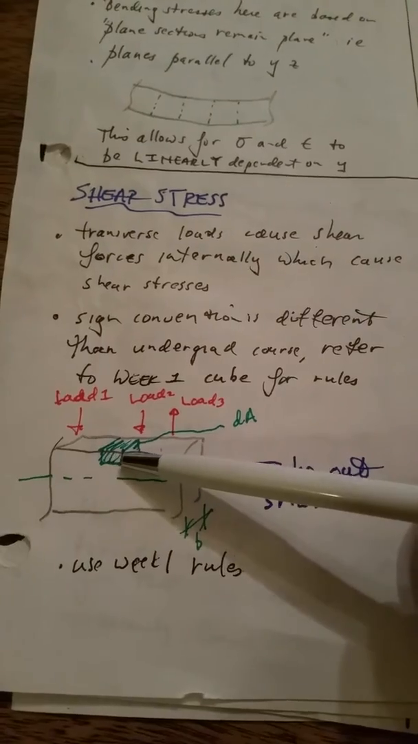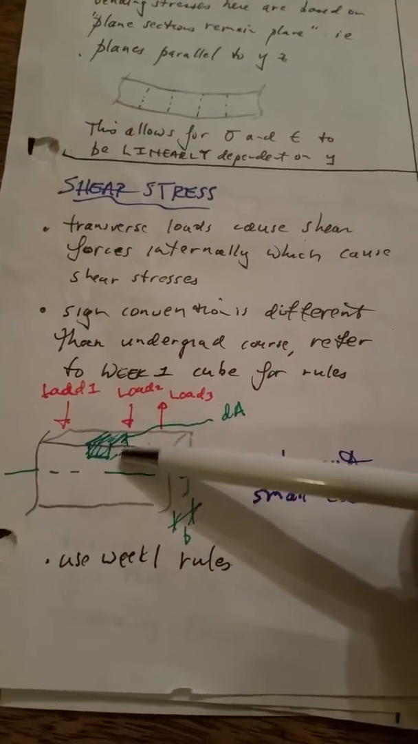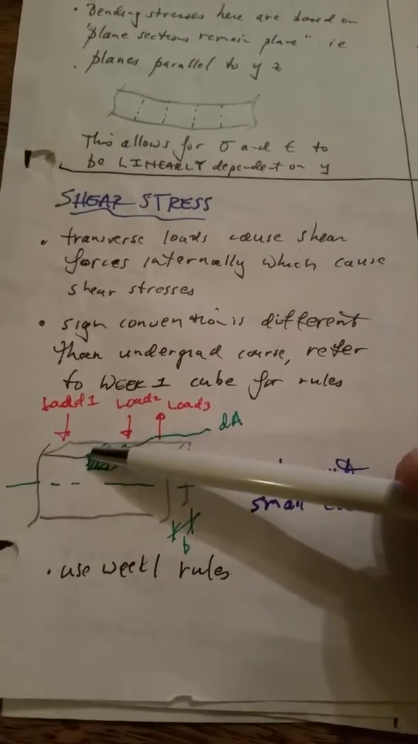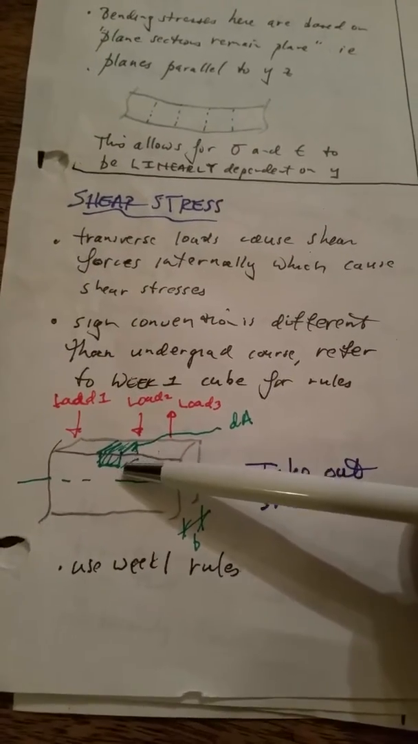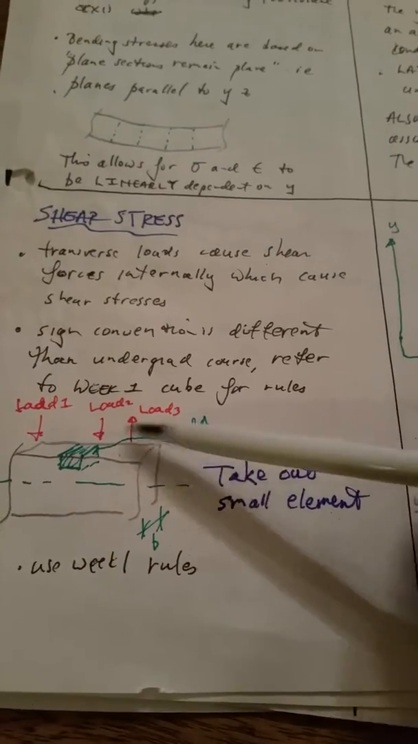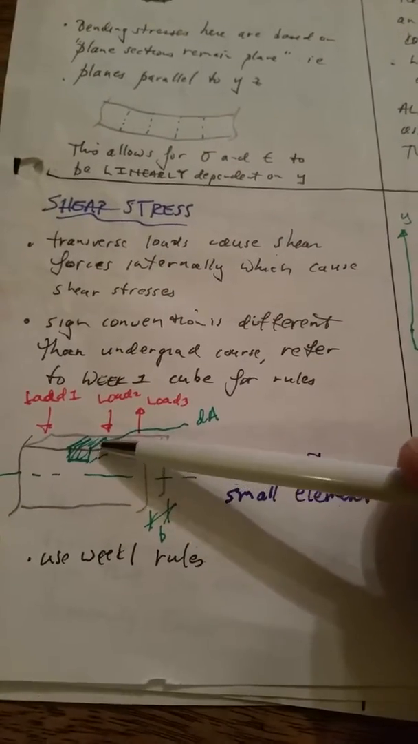What I'm going to do is pull out a green element, but notice where the green element is. It doesn't go all the way down to the neutral axis. It stops before that neutral axis. So I'm going to plop that out. It's a width b, and this face on this side here is dA.